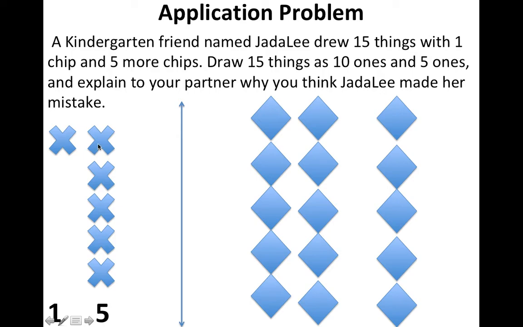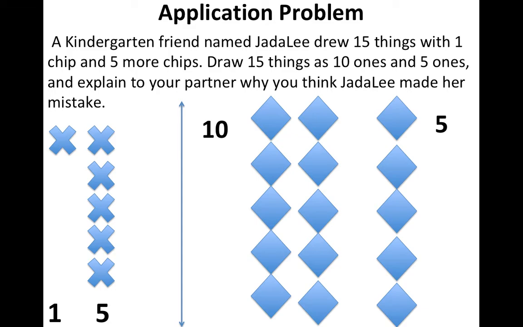When you count all the x's, it's 5 and 1. 5 and 1 makes 6. However, when we have 10 and 5, you can count on, and it makes 15.